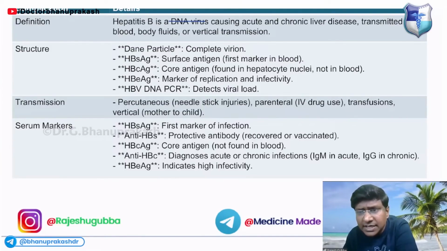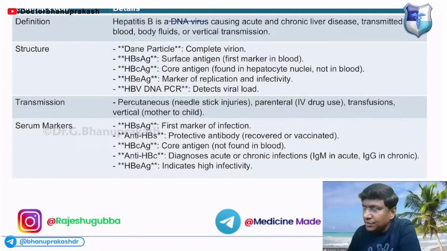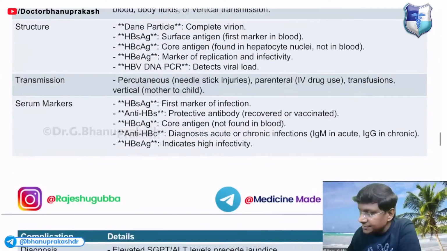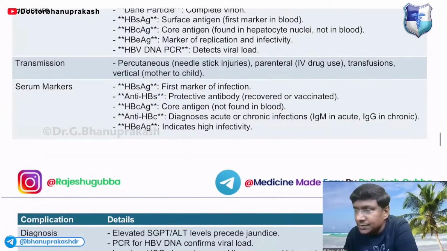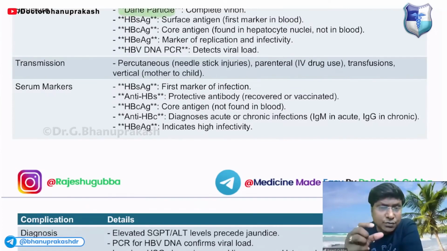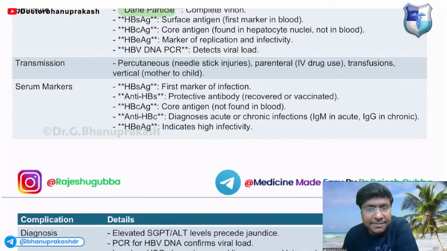Following that, you need to know one important terminology, that is called Dane particle. What is Dane particle? If you are able to visualize the complete virion of hepatitis B under the microscopy, that is what is called Dane particle.